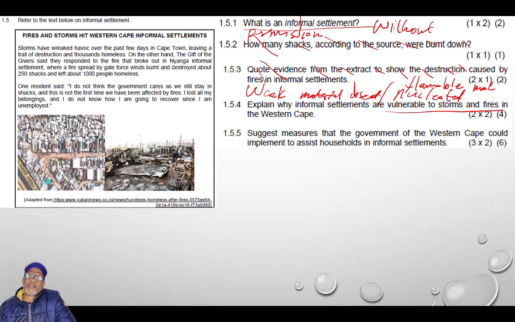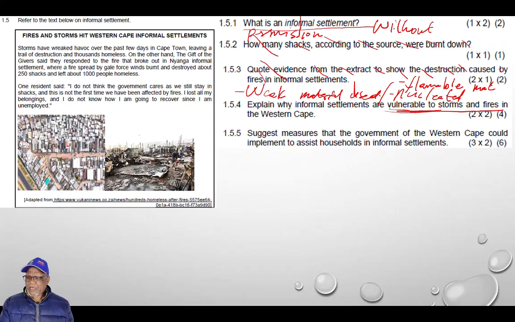So the settlements there easily leak in terms of water going through, and the wind can easily blow the buildings away because of that. So these are the three factors why they are vulnerable to storms and fires: because of weak material that is used, because of the flammable material used, because the buildings are very close to each other. So once one building catches fire, then the next building will also burn. Settlements are vulnerable because of that. So this is the reason because it makes them very vulnerable.